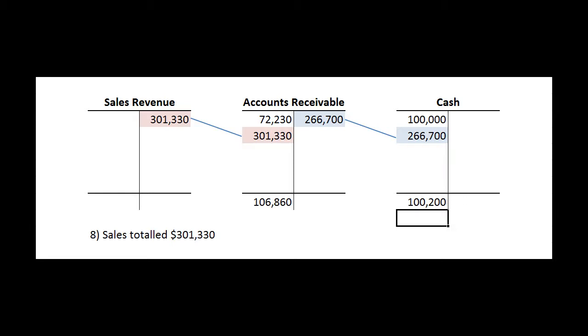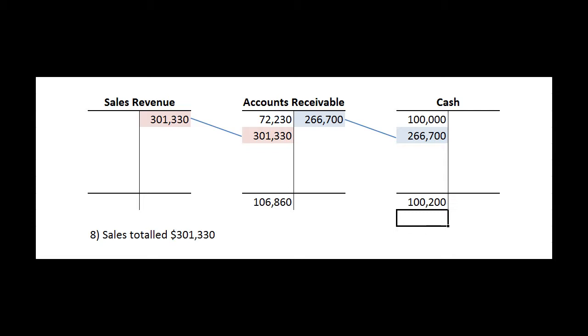We then make sales. Now, the sales that we make, it is better to assume that they all got made as credit sales. Obviously, the reality is that's not going to be the case, but let's just assume they were all credit sales. And the sales, if you go to item 8, sales totaled $301,330. I've run that into each other a little bit, but you get the point. And we debit accounts receivable $301,330, we credit sales revenue $301,330.